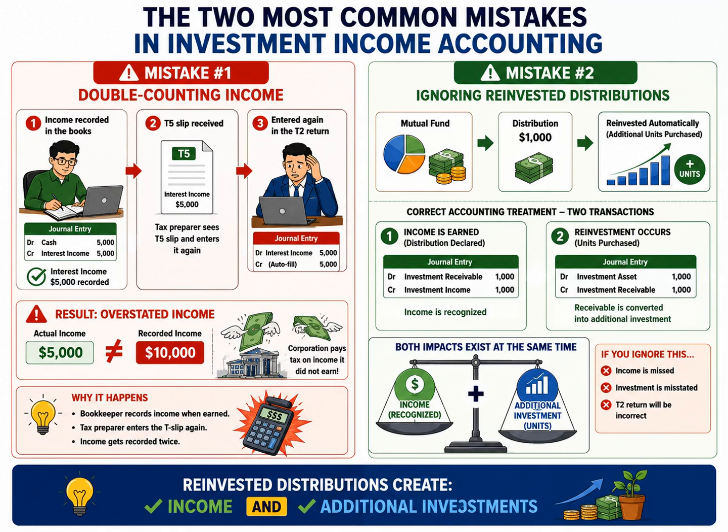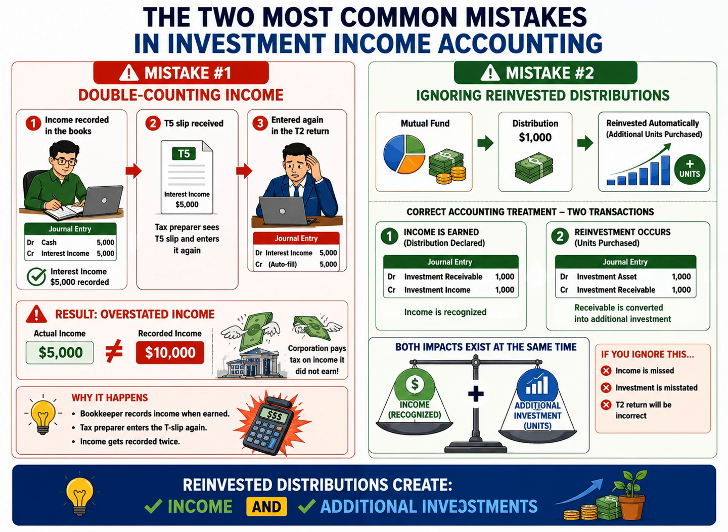Now let's look at two of the most common mistakes made when recording investment income in a corporation. These mistakes may seem small, but they can have a significant impact on financial statements, tax calculations, and the accuracy of the T2 return. Let's start with the first mistake: double counting income.